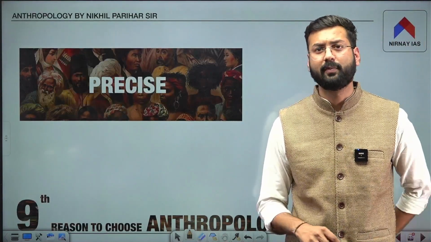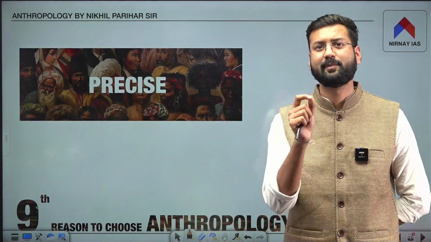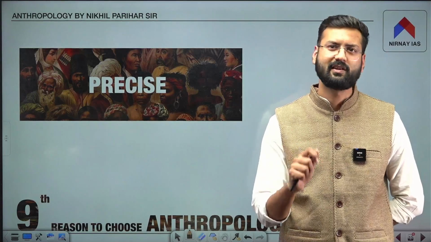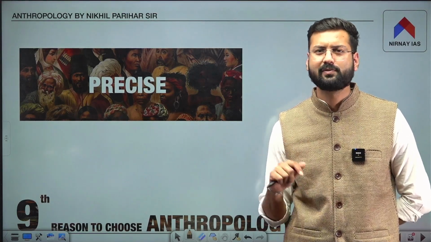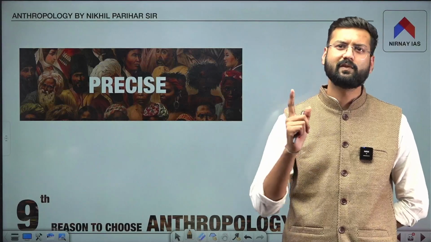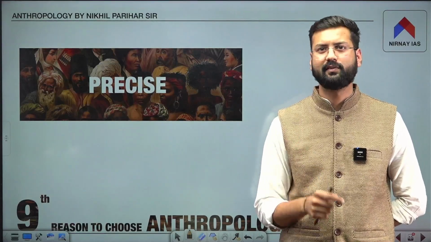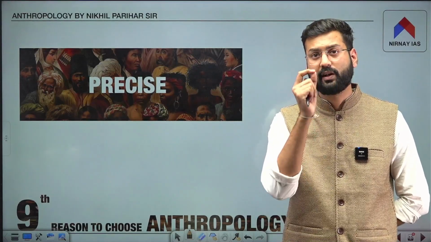Moving on to the 9th reason why. It is a very precise optional. What do I mean by precise optional? At times it has happened with many people and with other optionals that they think that they have written a very good answer and they get very low marks despite thinking that they wrote a very good answer.